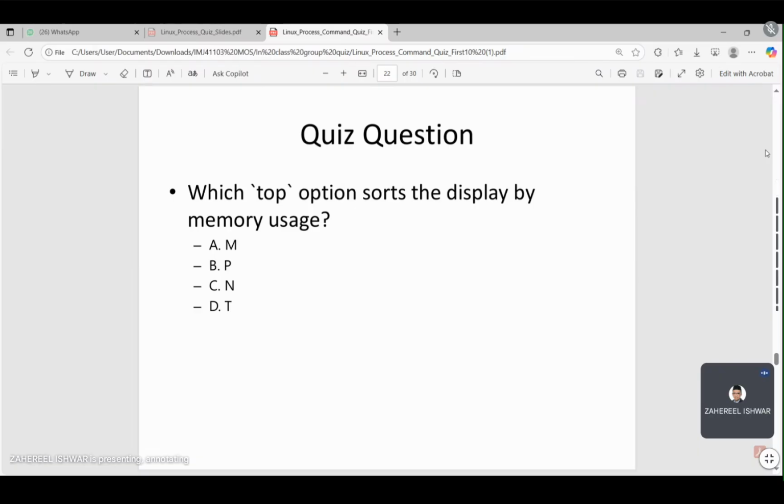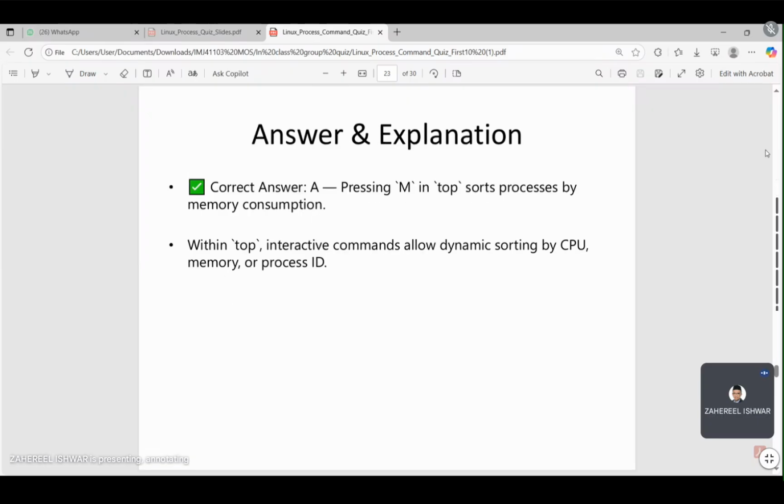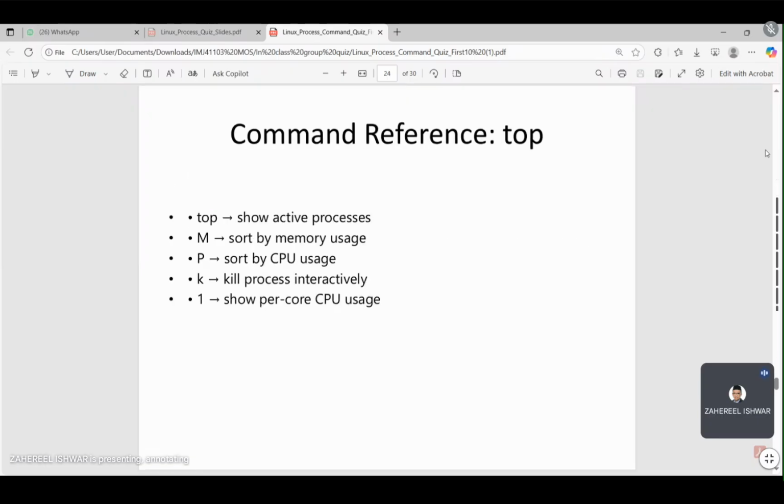Okay, try all this. Which top option sorts the display by memory usage? All of them do something with top. Command reference, top, and k to kill a process. So all these questions are designed to actually educate people on what's important, what you should learn.